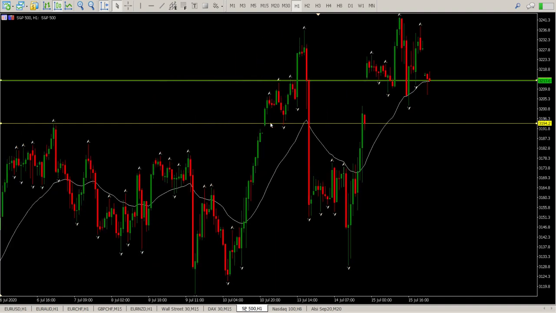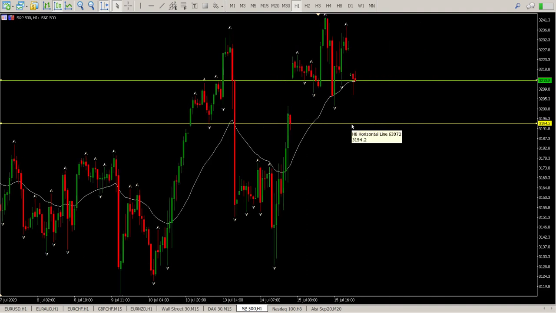Okay, so at this stage, there's a major level here. You can see it used as support, used as resistance, and there's a gap close here. So this is an area that I'm actually very keen to watch.